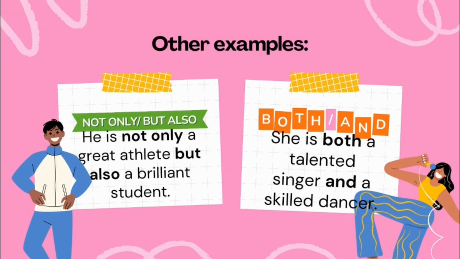Another example is, "He is both a talented musician and a skilled artist." This means he is talented in both music and art. Those are good examples of sentences where correlative conjunctions are used.